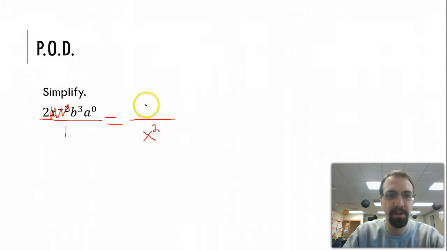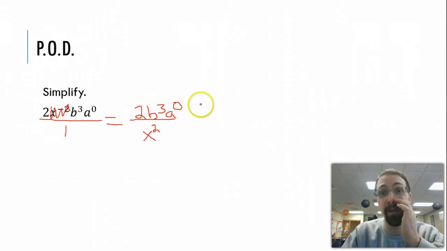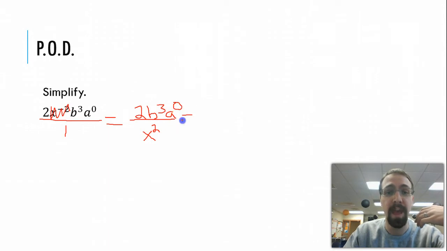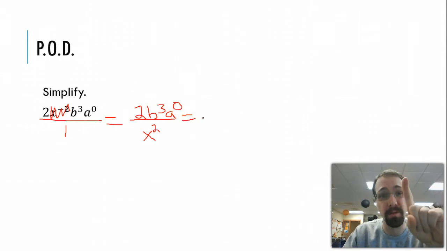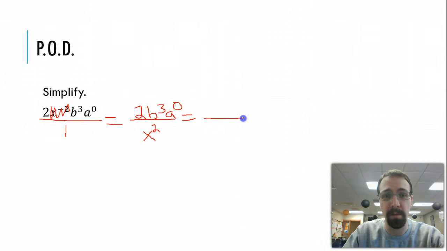Let's see, left I have a 2 and a b cubed and an a to the 0 power. So that's what I have left. Now, there's another simplification step that we have with one of our other properties. Anything to the 0 power we know is really 1. So 2, b cubed, and x squared are all going to stay the same, but a to the 0th power is going to be 1. So I have times 1, and then x squared on the bottom.